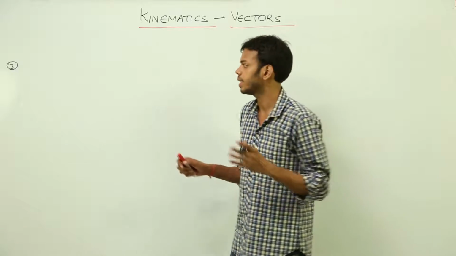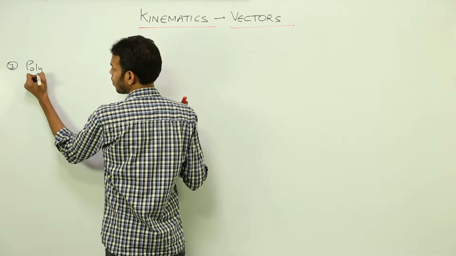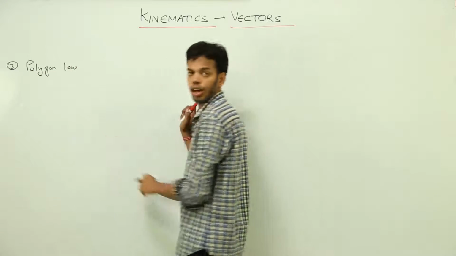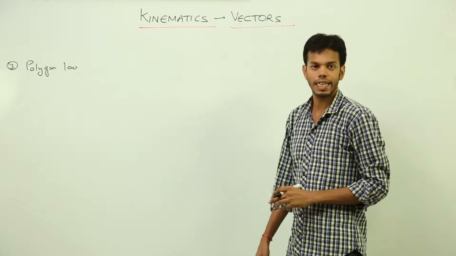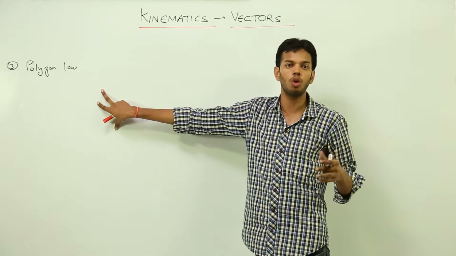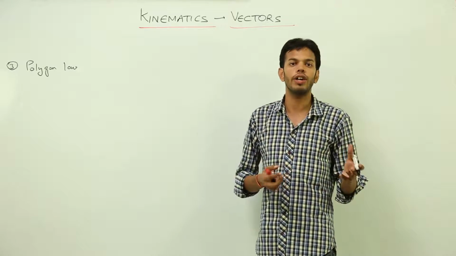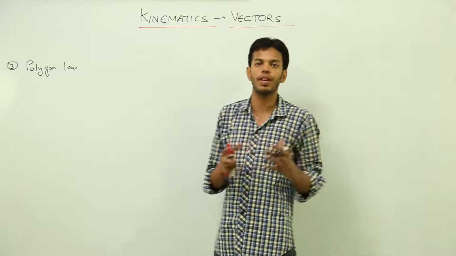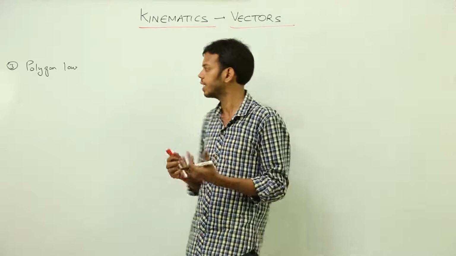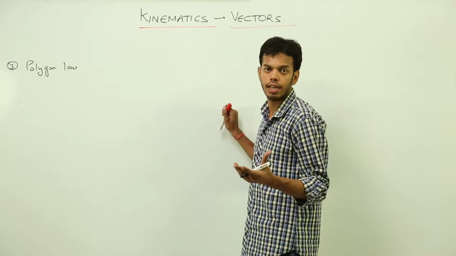The third law of vector addition is called the Polygon Law of Vector Addition. This law is for n number of vectors, for example, when we have more than 2 vectors. For 2 vectors we already have 2 laws, triangle law and parallelogram law, and in a way it is actually one law, right? Same formula, same type of derivation. Polygon law deals with when there are n vectors acting at some place.